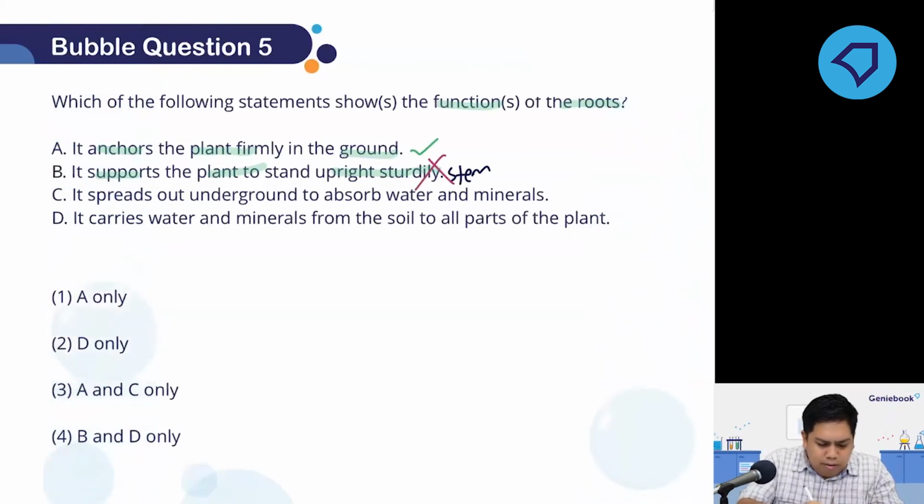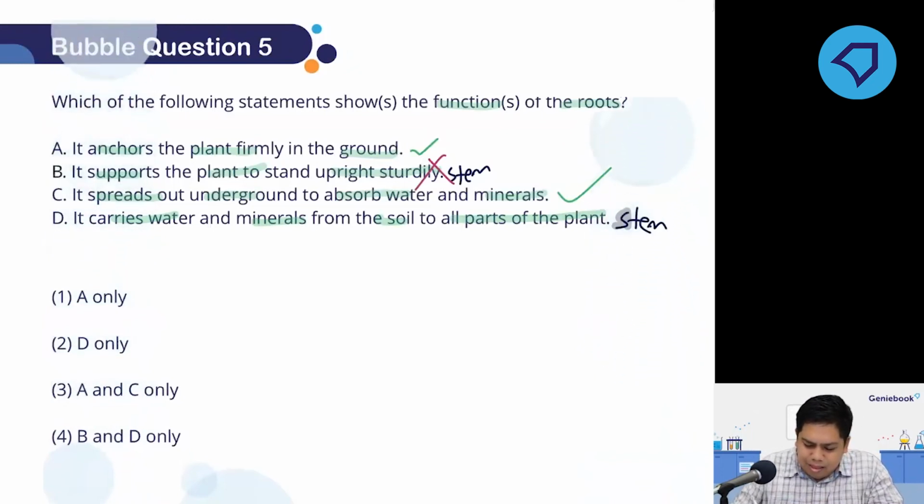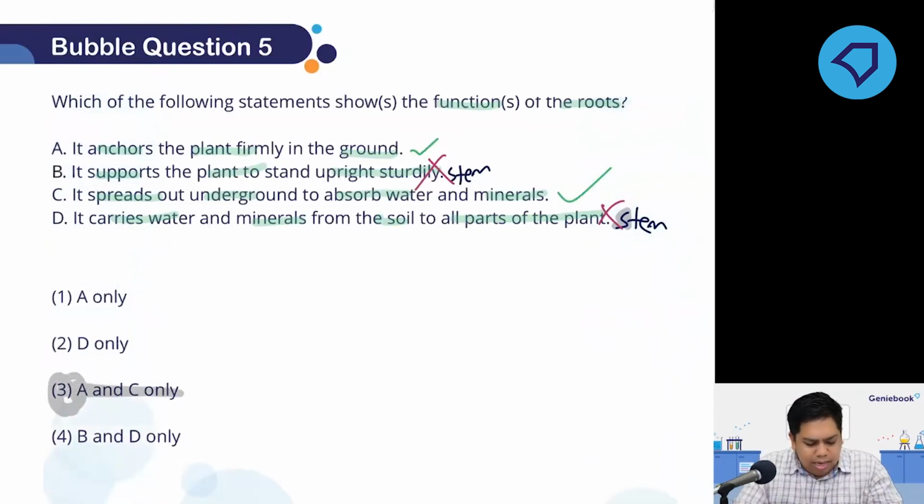And then it spreads out underground to absorb water and minerals. Yes, right. I mentioned just now, some roots can go so deep in the ground. So that is correct. And this one is another tricky one: carries water and minerals from the soil to all parts of the plant. So many of you, Dominic, Elihu, Evangeline, all say it. This is not the work of the roots, but again the stem, which I haven't taught you yet. So that's why it's not the answer. So this is incorrect. That's why the answer is A and C. So it is option 3. Okay, A and C only.